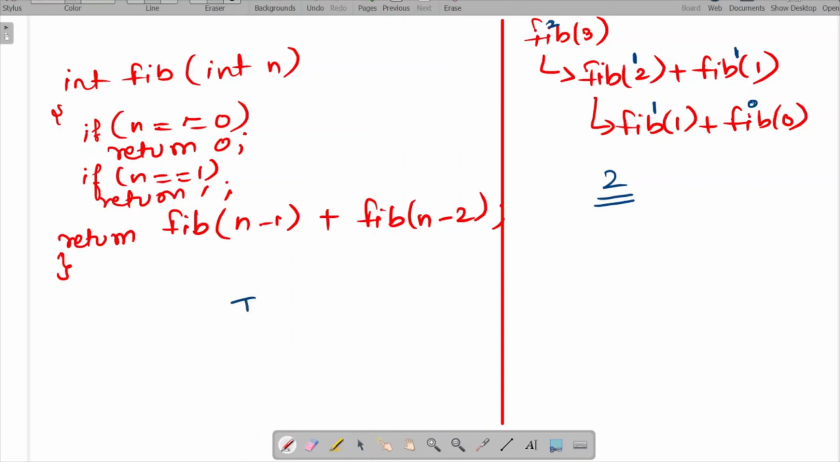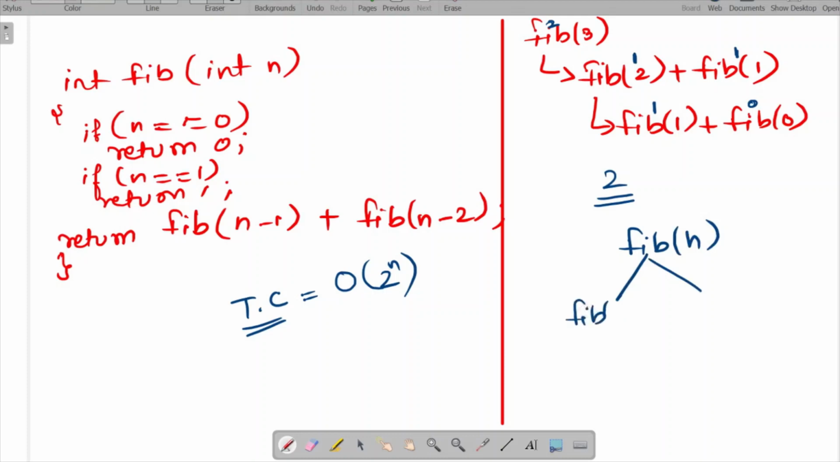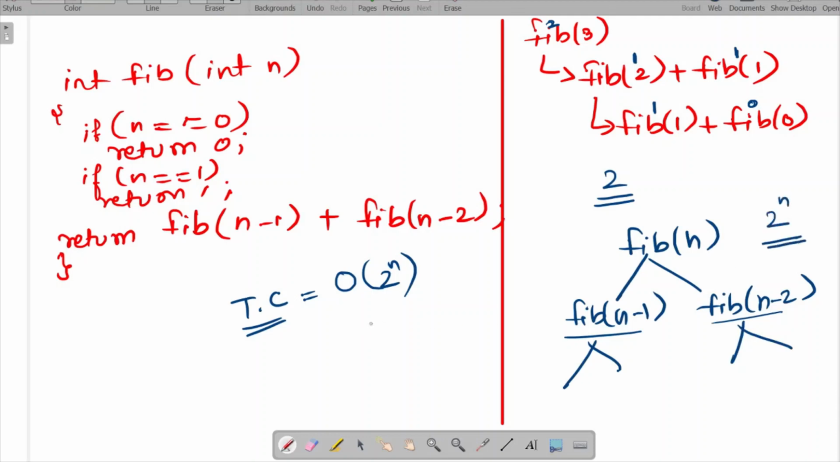Now in this case, the time complexity will not be order of n, but big O of 2 raised to power n. How do we get this time complexity? Because for each function call, fib of n, we are making two function calls, fib of n minus 1 and fib of n minus 2. If we further solve these calls, we will again make two calls for each. So for every single function call, we are making two function calls. That is why the time complexity will be big O of 2 raised to power n.